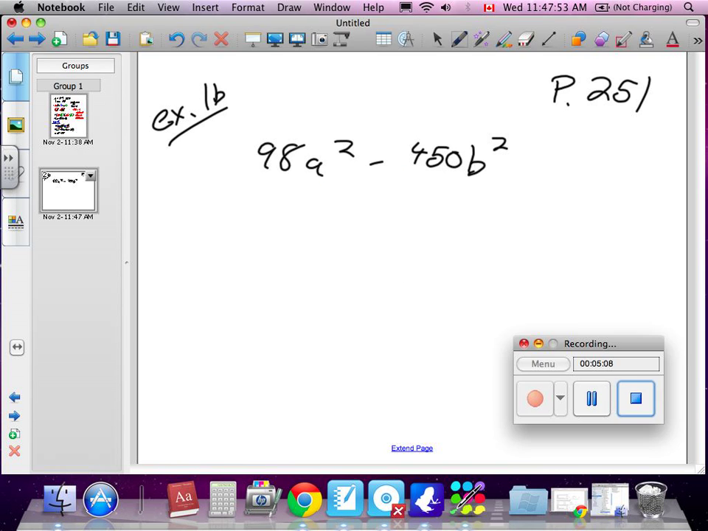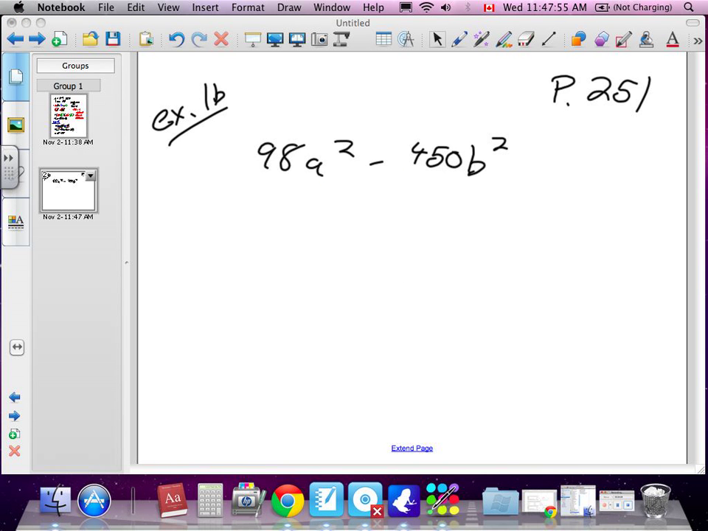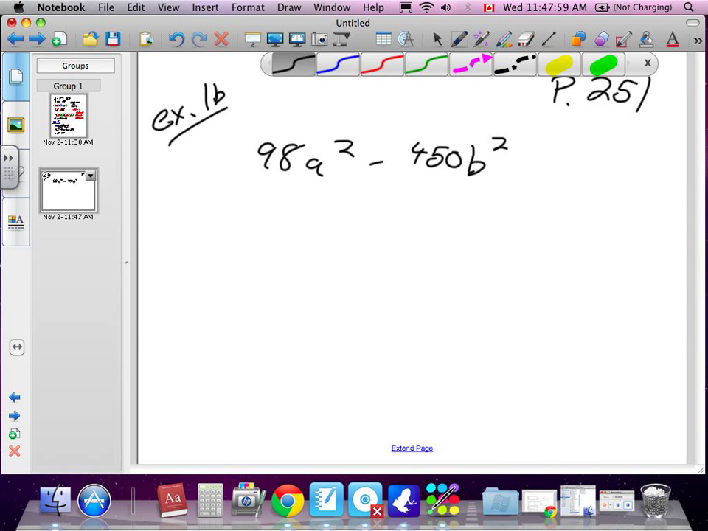Okay, we're going to do example 1b from page 251. They've asked us to factor this expression. No problem. What is the first type of factoring we look for? We just talked about it. Common factor. We need to find a common factor, or the greatest common factor in that case.